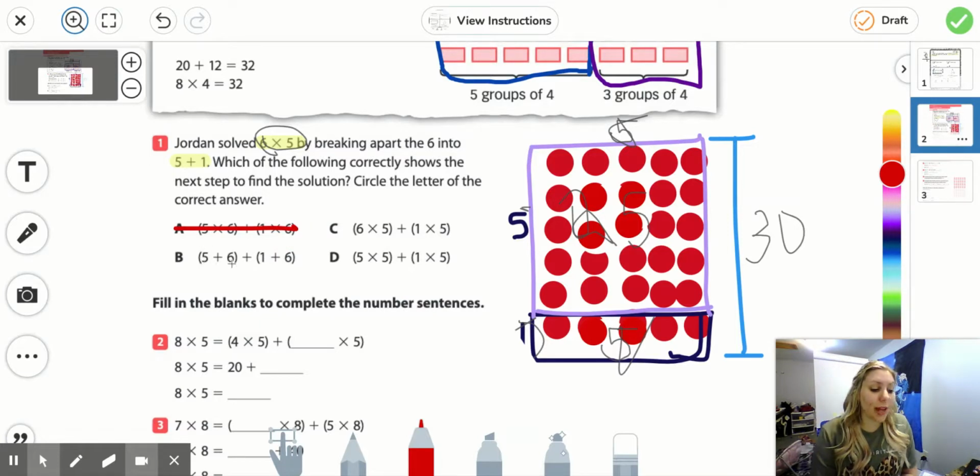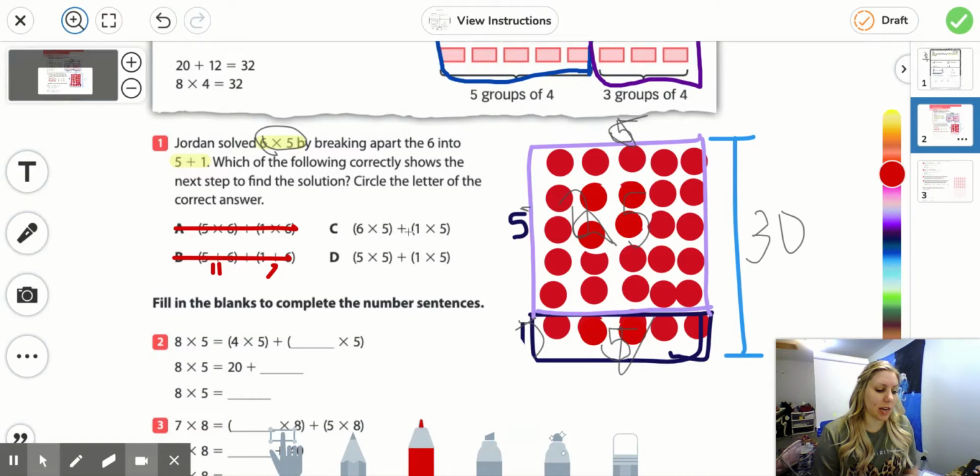B, 5 plus 6 plus 1 plus 6. I'm adding 5 plus 6, that's 11, and 1 plus 6 is 7. Does 11 and 7 make 30? Nope. It's not that one.